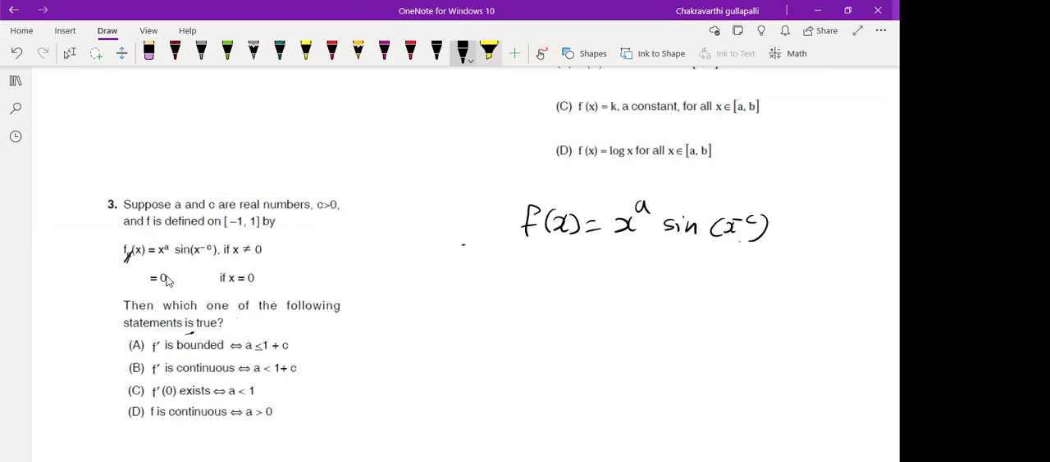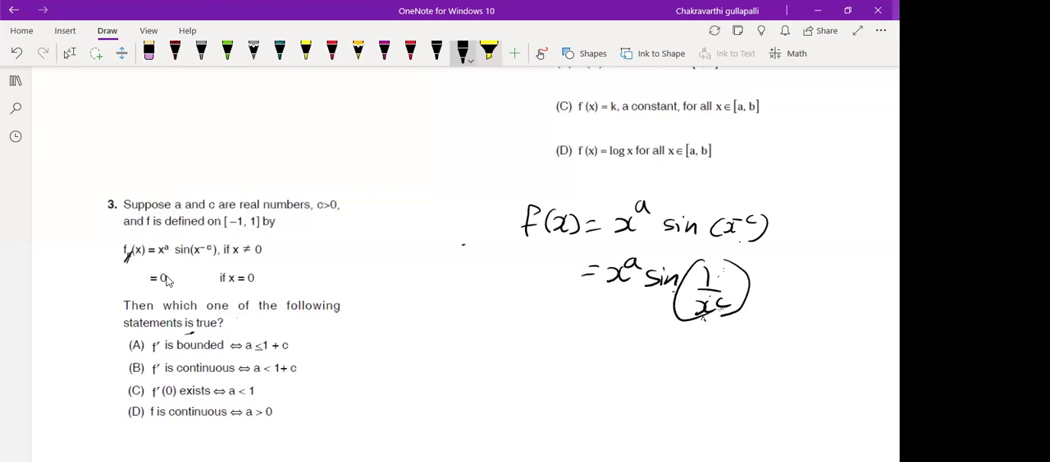So this is bounded, whatever may be the C value. This is x power A sin 1 by x power C. If C is 0, you have to divide into cases. C is any real number. C may be positive, then it is 1 by x square, 1 by x cube like that. If C is negative, x power minus 1 will go to the numerator, sin x square like that. If C is 0, x power 0 is 1, sin 1, which is constant. So constant functions are always bounded. So this is always bounded.